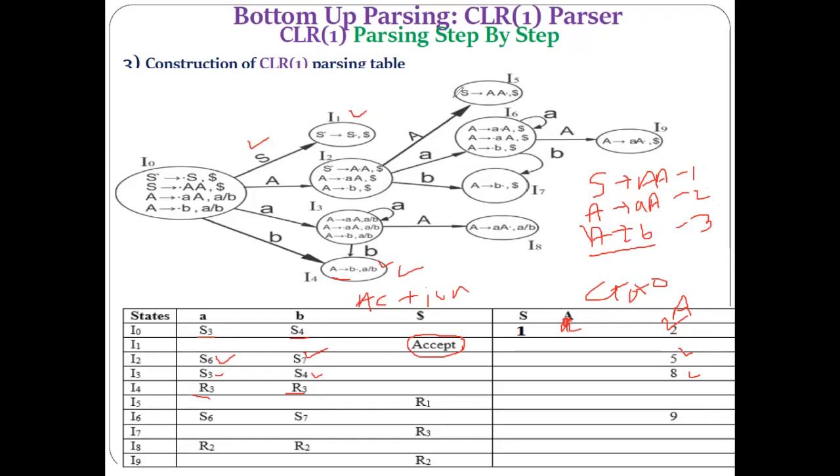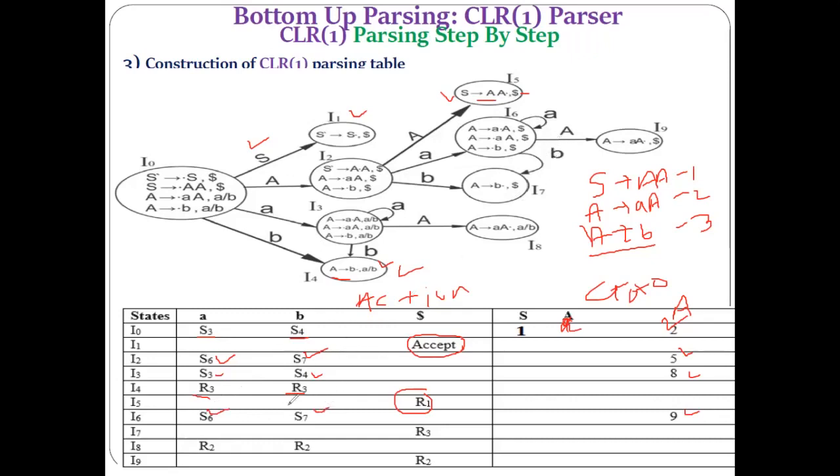Then state I5 is also a final item. It is production number 1, that's why. And now the look ahead is a dollar. So below the dollar, we add R1. Next, I6. I6 on the non-terminal A is going to I9. So that's why below the A, we write the 9. I6 on the terminal a is I6 itself. That's why S6 here. I6 on the terminal b is going to I7. That's why S7 there.